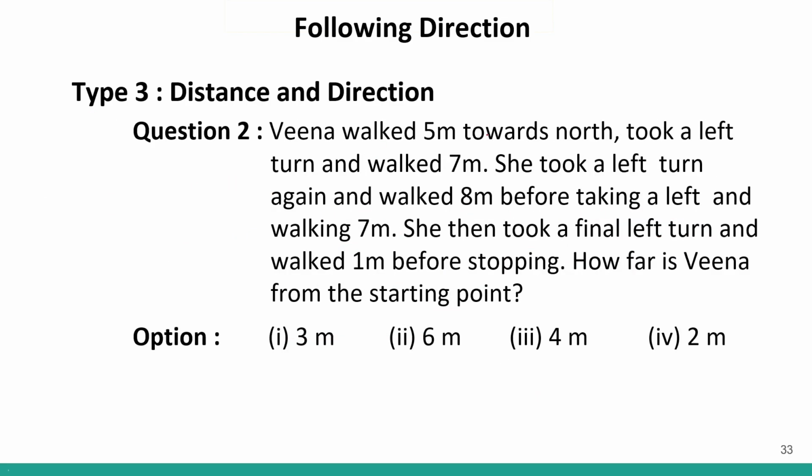Now, Veena walked 5 meter towards north. So Veena is going 5 meter towards north.